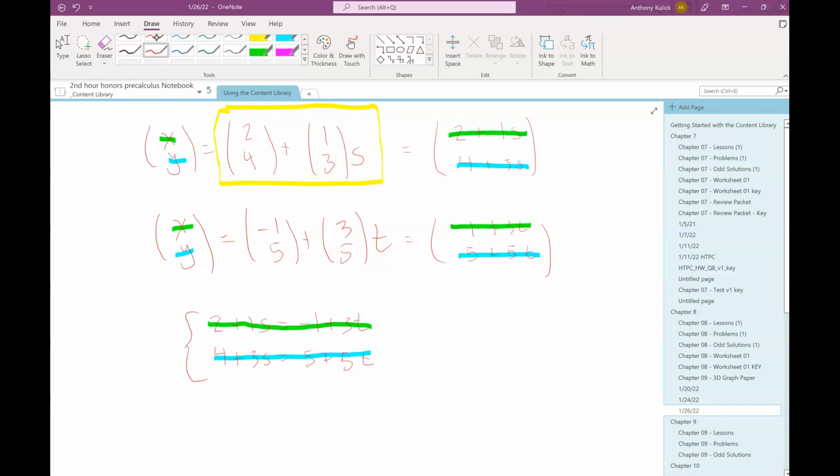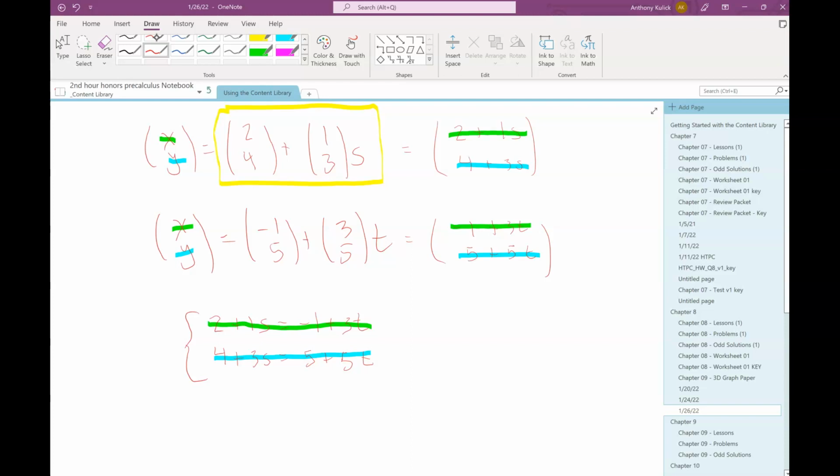Everybody's okay with this? And these two values for s and t have to happen simultaneously, right? Both these equations have to be satisfied at the same time by the same values of s and t. So what we formed here is a system of two equations, right?